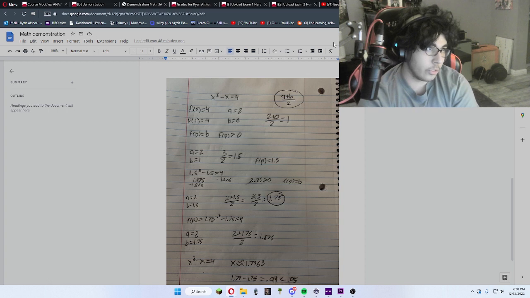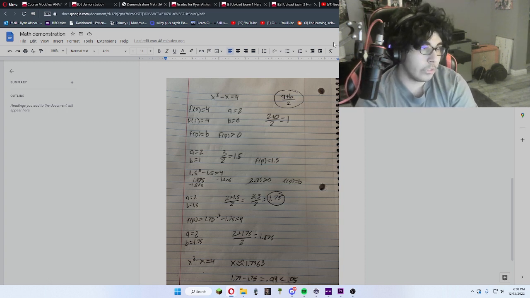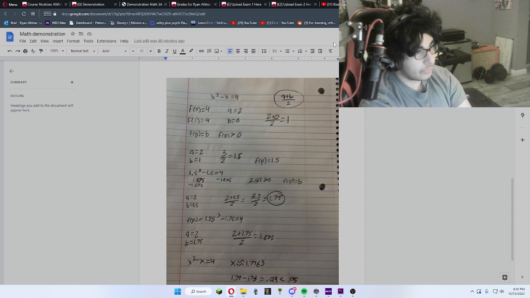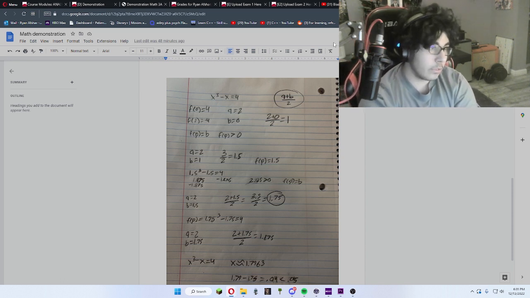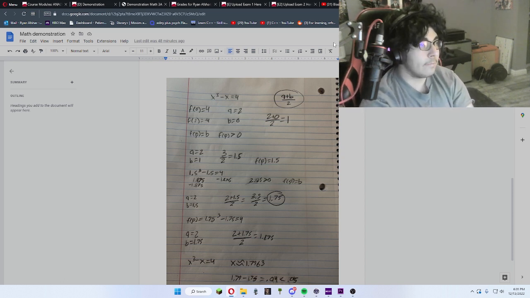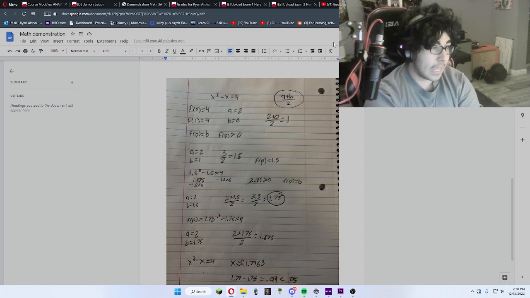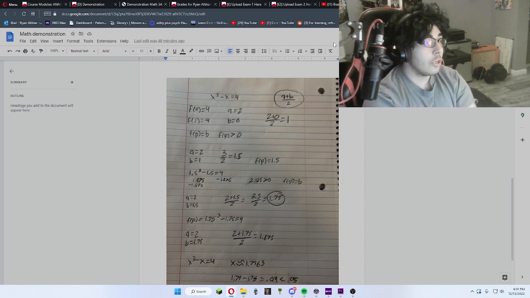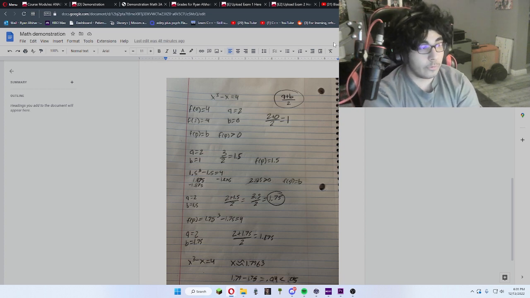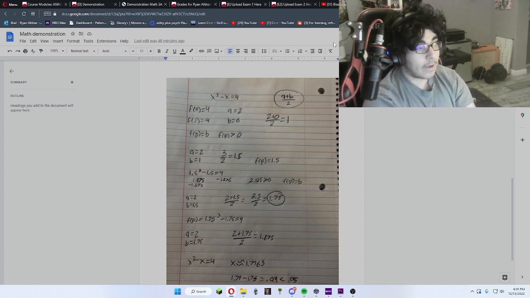We plug that into the original equation, and we are going to get 1.5 to the third power minus 1.5 equals 4. That's going to be 2.125, which is greater than 0 again. So we go back to that rule where if it's greater than 0, you replace the b. So now we have a equals 2, b equals 1.5. 2 plus 1.5 over 2 is 3.5 over 2, which is 1.75.